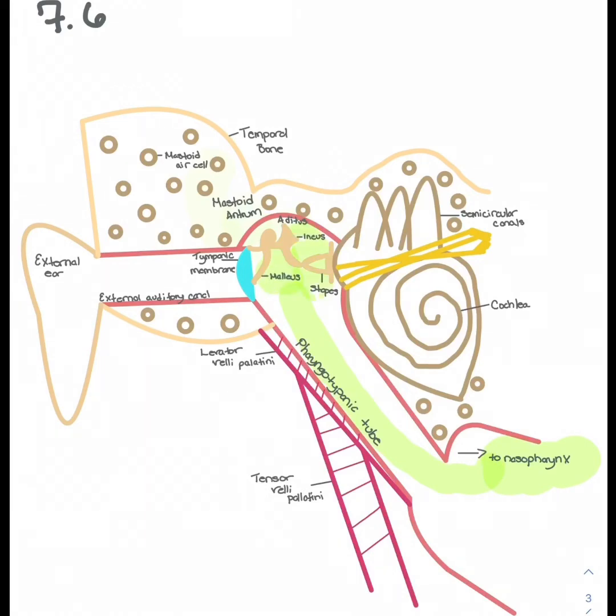The area behind here where air goes next is called the aditus. Then air flows into the mastoid antrum and enters the mastoid cells.